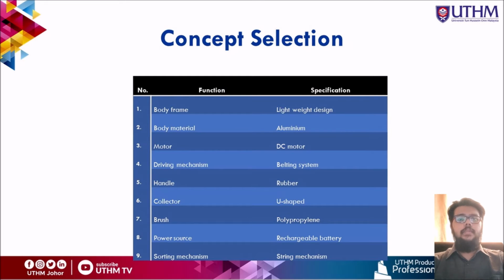Body material is aluminium, motor is DC motor, driving mechanism is belting system, handle is rubber, collector is in U shape, brush we use polypropylene material, power source is a rechargeable battery, and for sorting machine mechanism is string mechanism. That's all for my part.